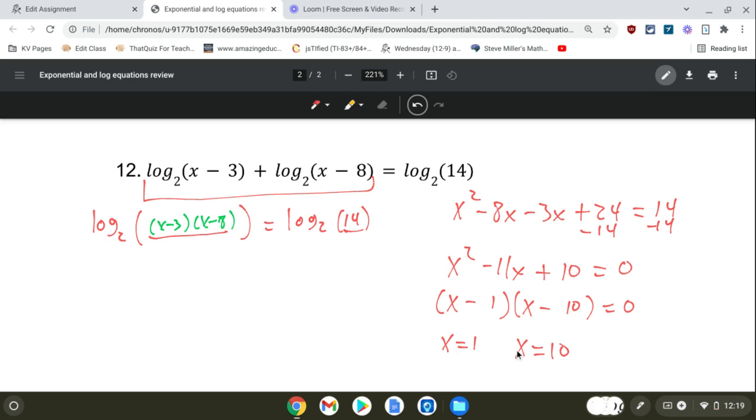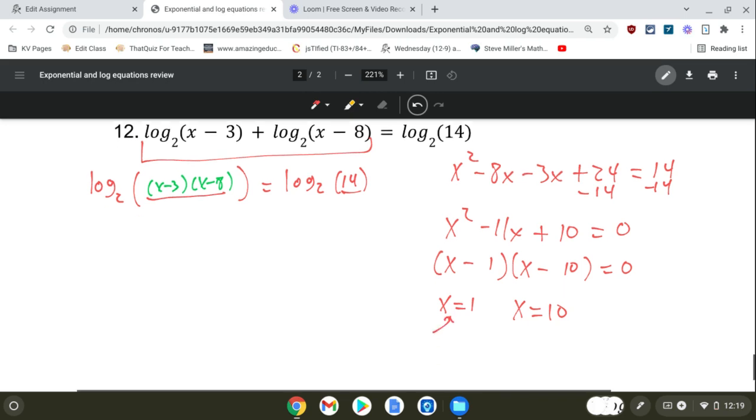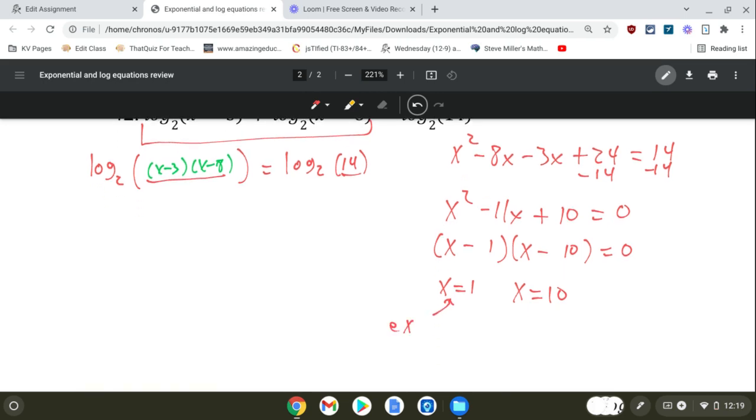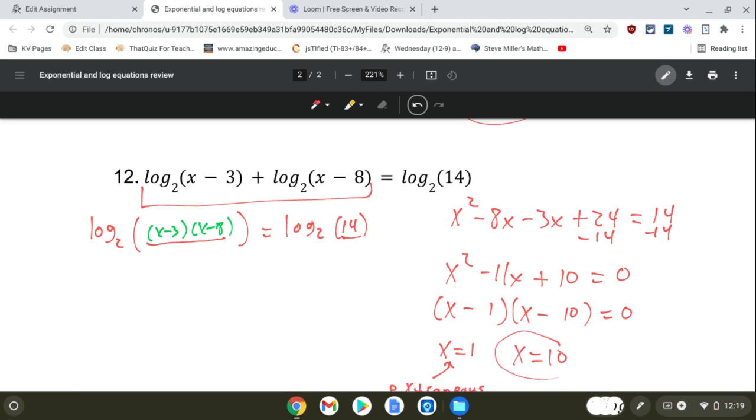But 1 will not work out. If you did 1 minus 8, you'd have negative 7 in here. And you can't take log base 2 of negative 7. So this one right here is a false solution. This is extraneous. All right, but there's nothing wrong with x equals 10. You can do 10 minus 3 and get positive 7. You can do 10 minus 8 and get positive 2. So this solution is valid. It's not a bad answer at all.